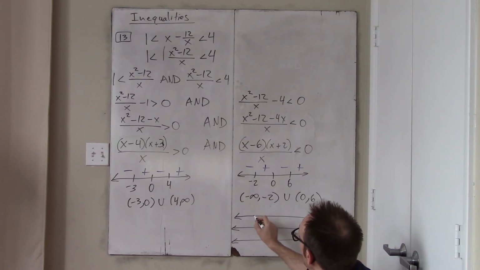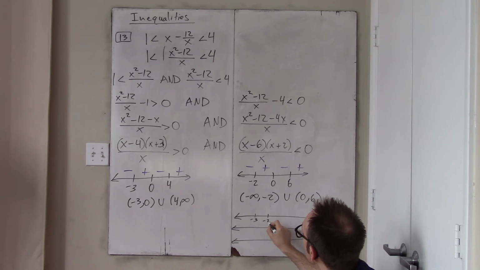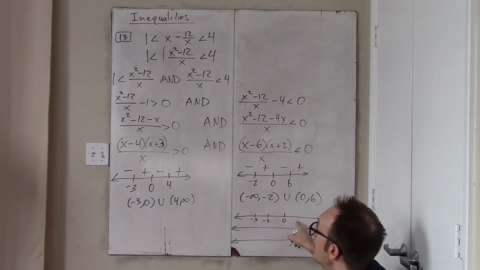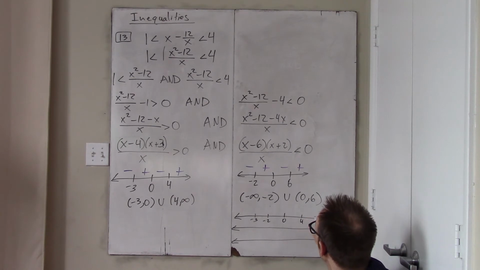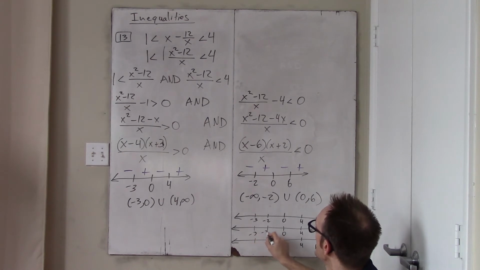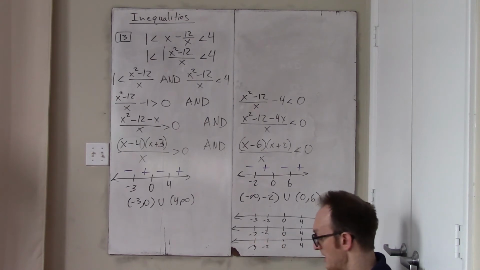Well, -3, -2, 0, 4, and 6. This is maybe a little bit overkill. Because maybe this is not that hard, but all right.